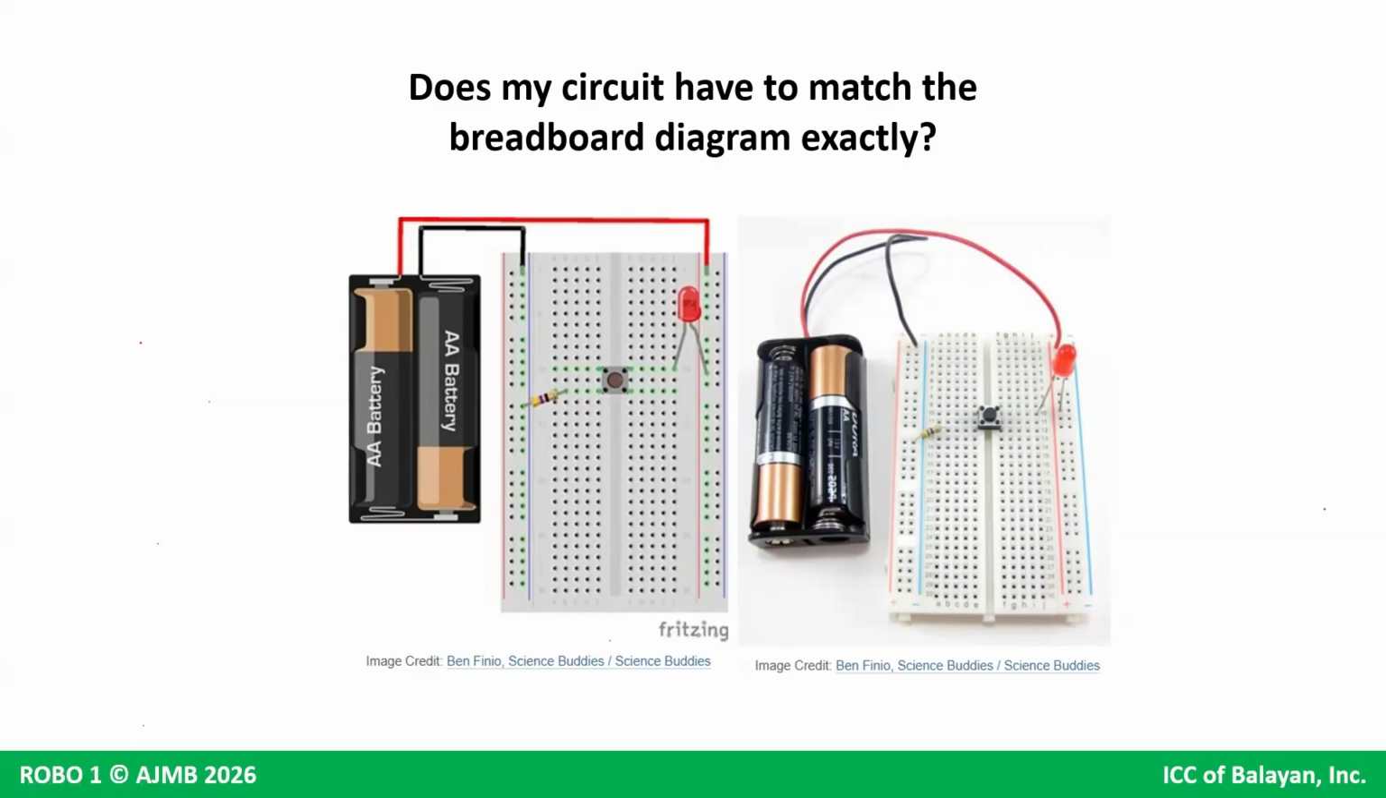Kapag kayo ay titingin na sa module, sa laboratory manual rather, and then nakita nyo doon ang circuit diagram, breadboard diagram, ang tanong is, sir, kailangan ko po ba katulad nung nakikita ko sa circuit diagram? So I have to count the holes. Halimbawa, this is J10. Dapat yung one leg of the LED nasa J10 talaga siya. Tapos yung one leg of the button nasa F10 talaga siya. What do you guys think?